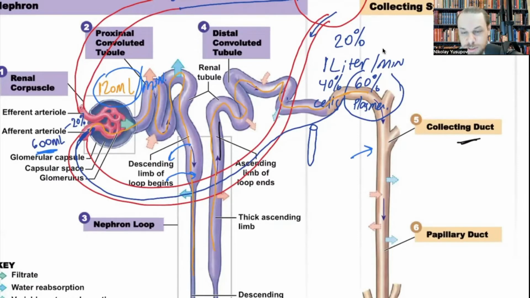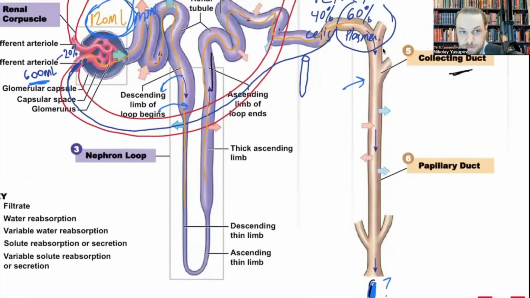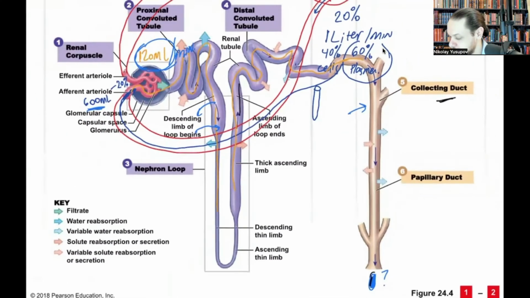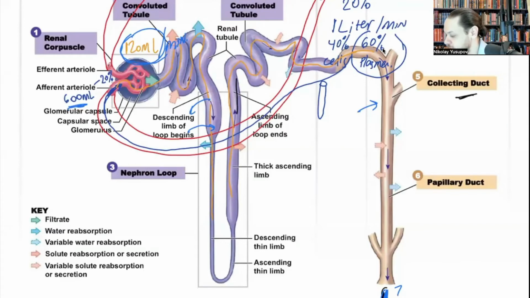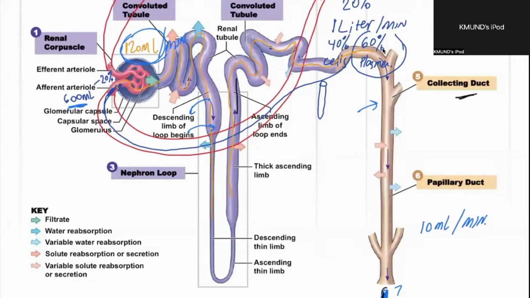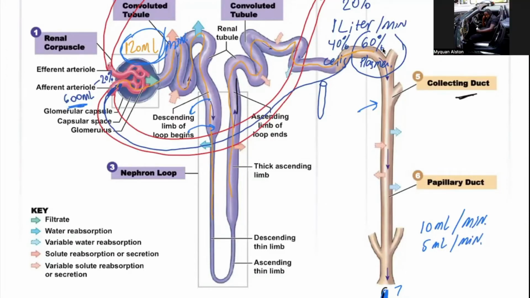So my question is this: out of this 120 mLs per minute, how much of it comes out in the urine? What do you guys think? I'm going to take a rough estimate guess and say about 10 cc's. So James says 10 ml per minute, because we said 120 came in. Anyone have any other? I want to say 5. 5 ml. Okay. Anyone else? I'm going to agree with James.